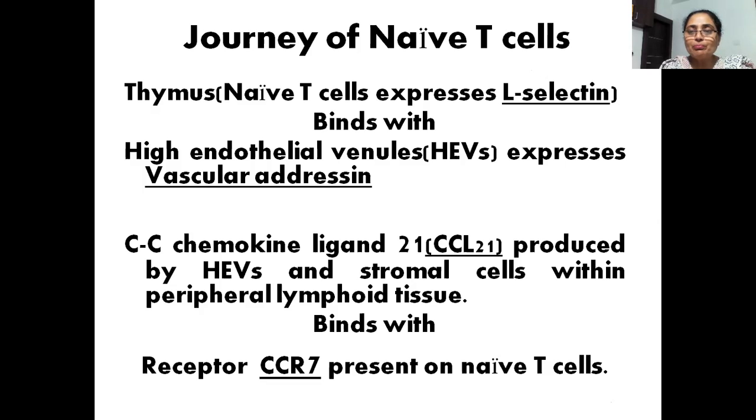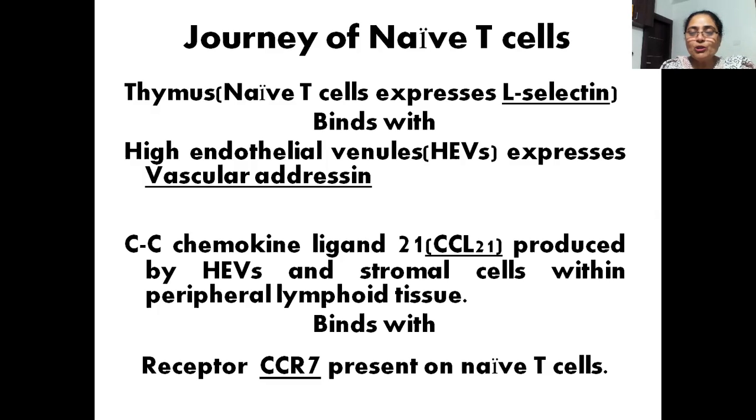Naive T cells, which are in the thymus, express L-selectin. L-selectin binds with high endothelial venules, which express vascular addressin. So L-selectin binds with this vascular addressin and the cells travel in the bloodstream, and they are then taken to peripheral lymphoid tissues. What are the peripheral lymphoid tissues? In the next slide I will name those tissues. Here I just want to talk about the journey of naive T cells.